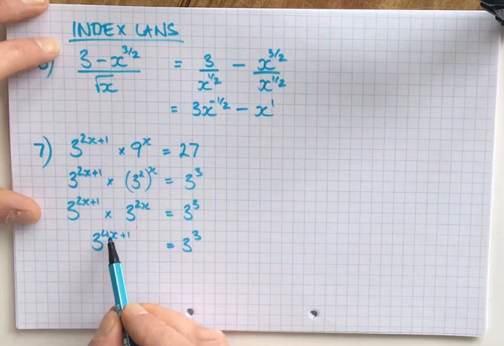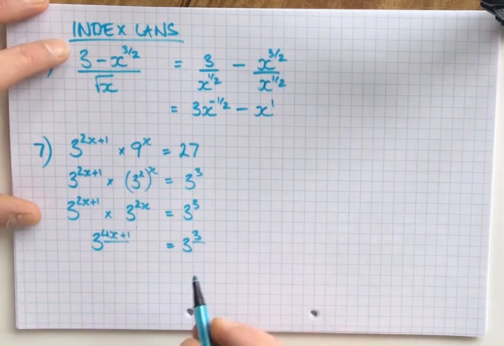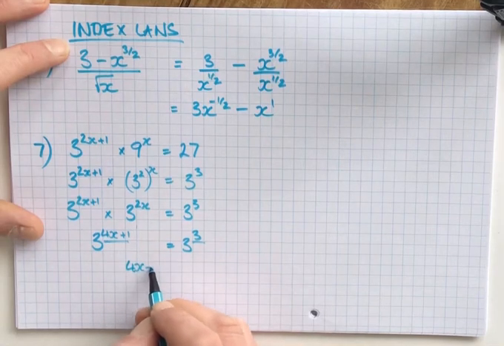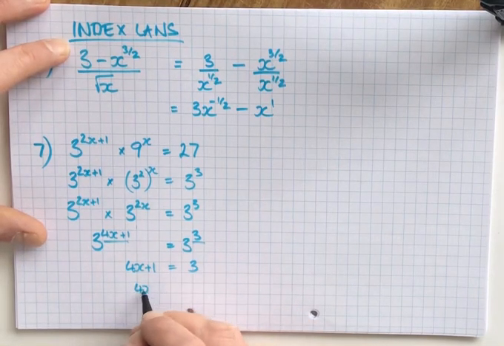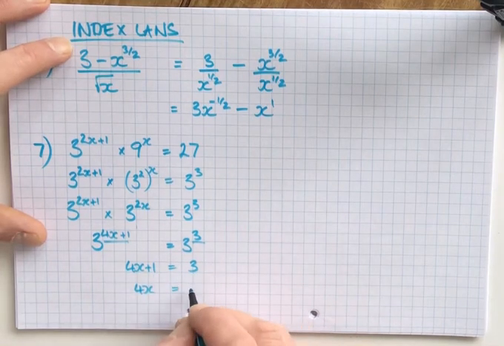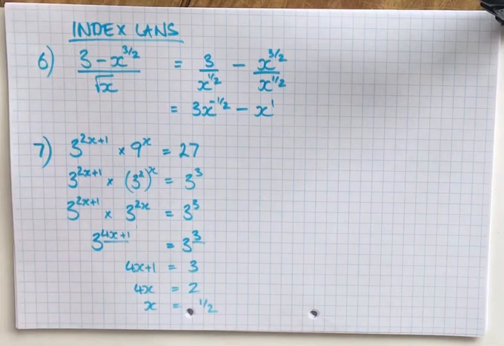Well, if 3 to the power of this equals 3 to the power of that, then this and that have to be the same. So 4x plus 1 has to be 3. 4x equals 3 minus 1, which is 2. So x equals a half. I'm running out of ink. Okay, that's how you do questions 6 and 7. Let me change a pen and get on with question 8.